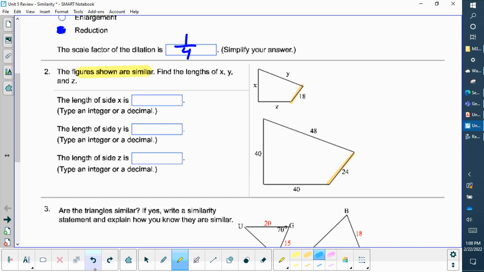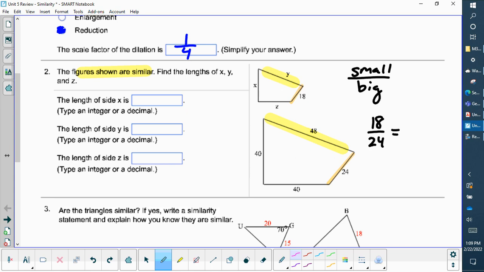So again, is our shape getting bigger or smaller? I'm looking for the numbers for all the small sides. If I were to compare those to the corresponding sides, I'm going to make a fraction that's small over big, because the lengths I'm looking for are shrinking. And I'm going to make a ratio out of this. There are 2 ways to do it. I could do 18 over 24 equals. Ratio is a fancy word for fraction. This is the orange sides.